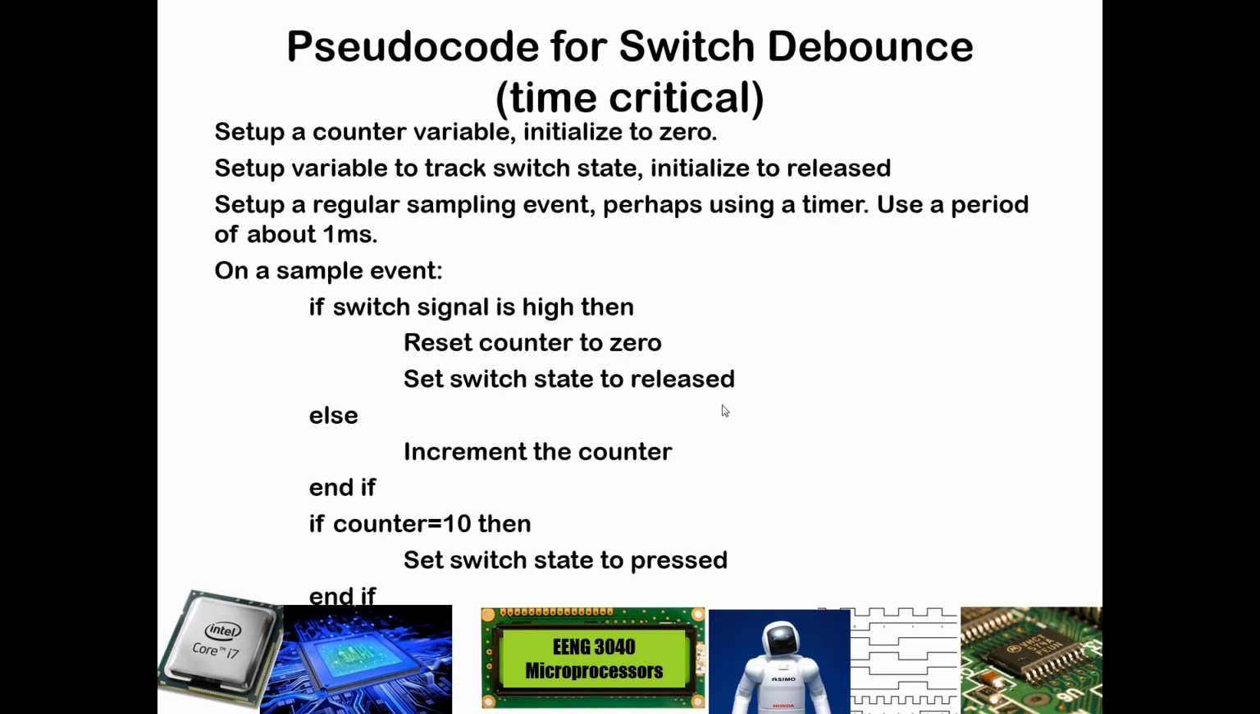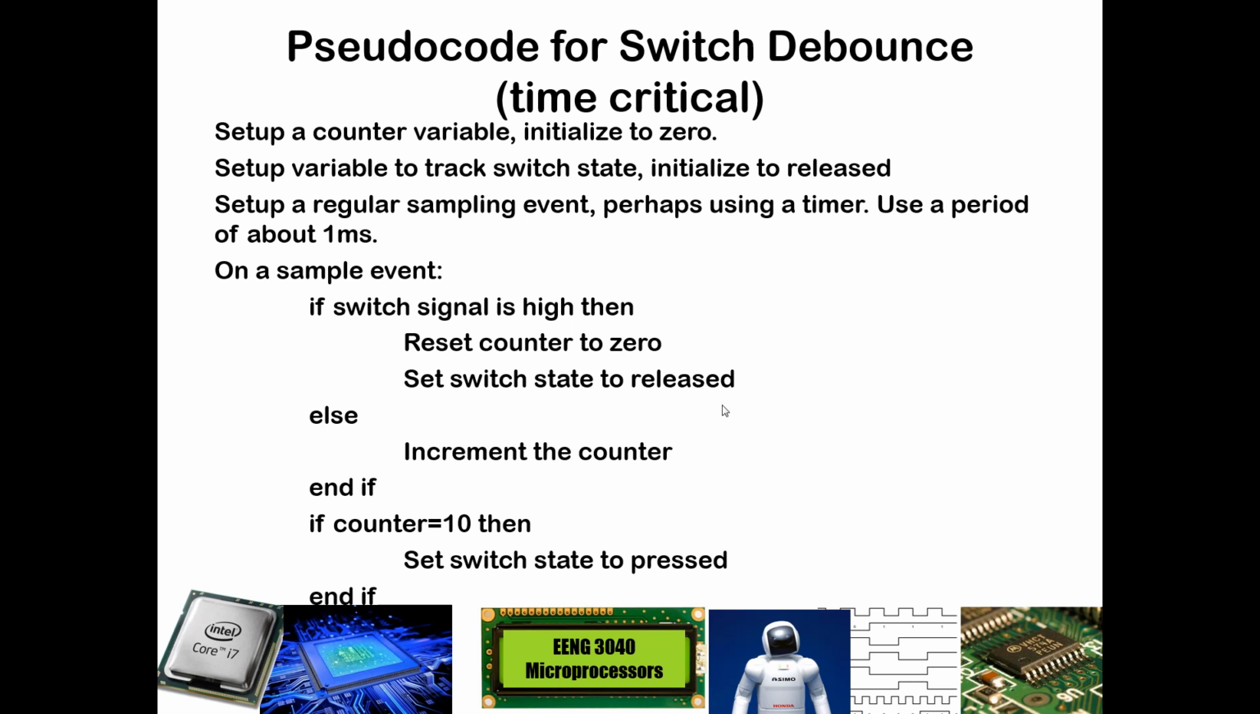So here is some pseudocode for a time-critical switch debounce. The first thing we're going to do is establish a counter variable. So we'll define our own variable, initializing it to 0 for the count that we've gone through. This will be a count of consistent voltage levels coming out of the switch. We're going to set up a variable to track the switch state, and that will be initially released. So we'll have either released or pressed. That will be a binary value, and we can use whether we want 1 or 0 to indicate released or pressed. This will just be a single bit.